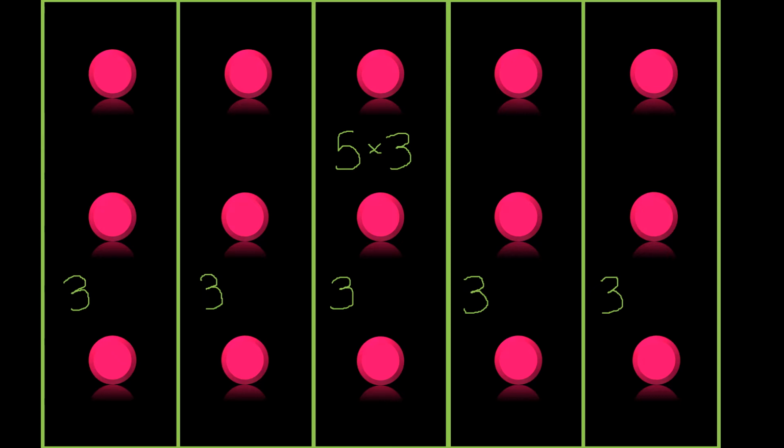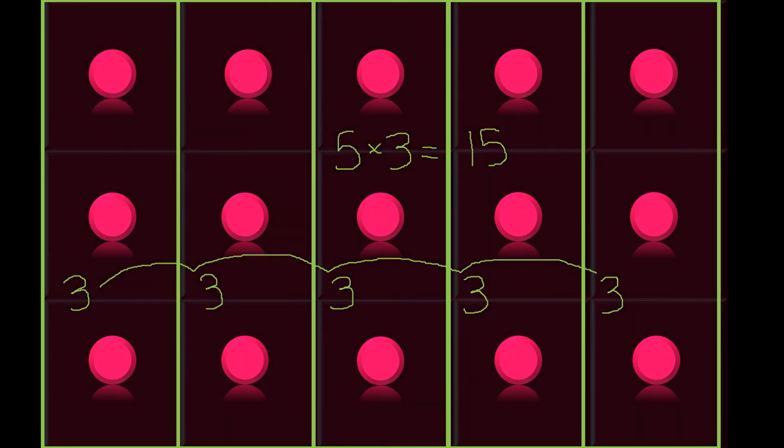And then how would I figure this out? Well, I would skip count. 3, 6, 9, 12, 15. 5 times 3 is 15. So remember how we said at the very beginning of the year in one of our first lessons, we said we could add in any order in addition? Guess what? We can multiply in any order too. So if you know how to skip count, and if you can make an array, you're already at multiplication. You're just about there.